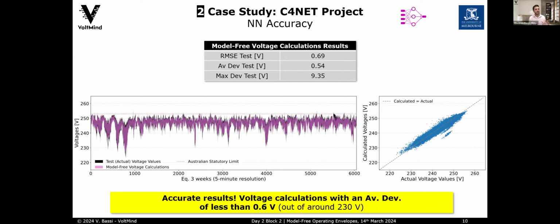So in the upper part, what you are seeing is the numerical results, right? So in terms of root mean square error, average deviation, and maximum deviation, we can see that we achieve an average deviation of less than 0.6 volts, which is really accurate.